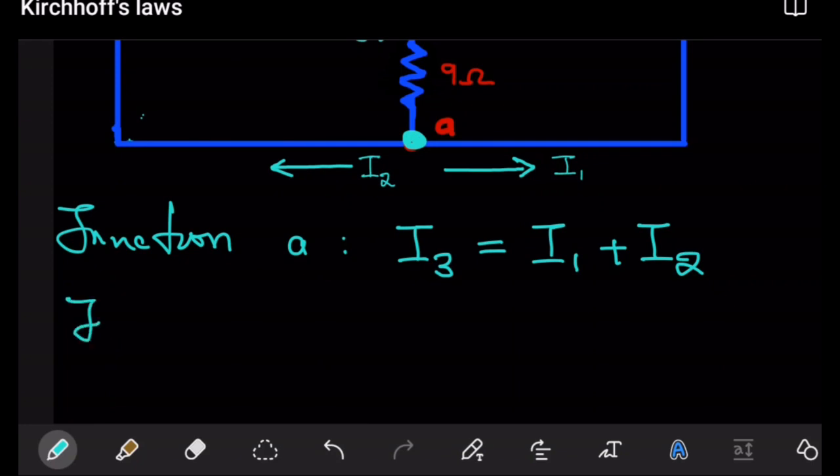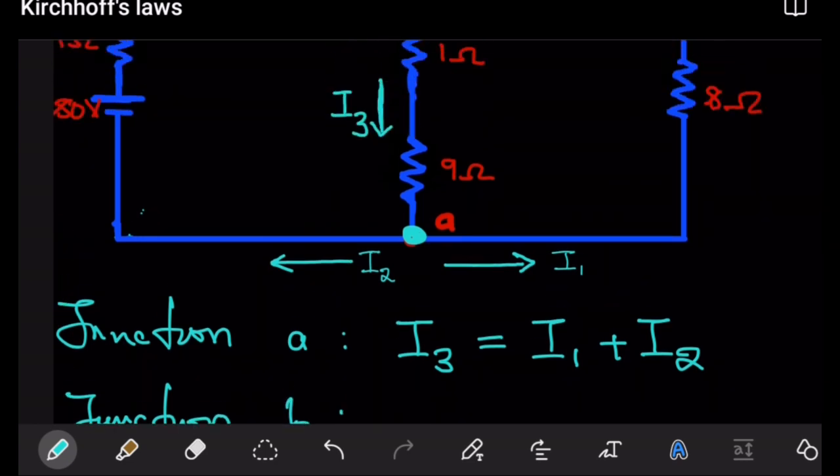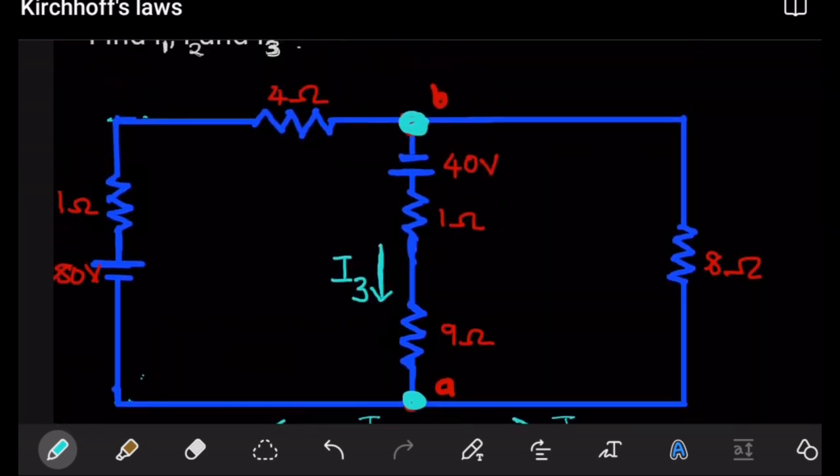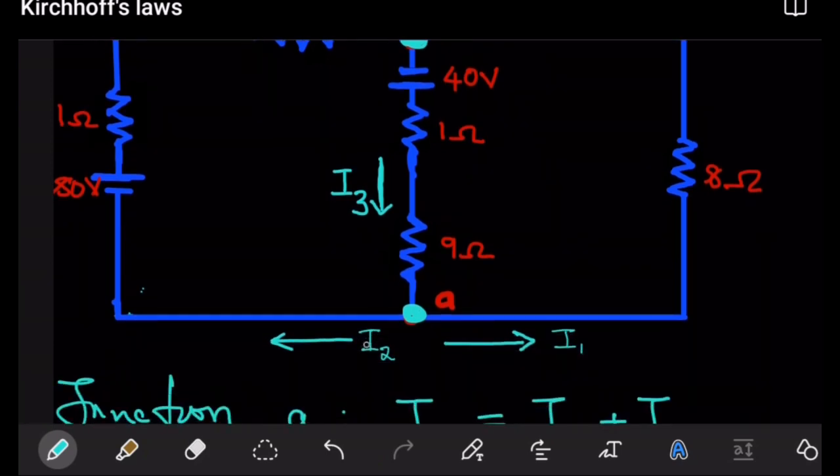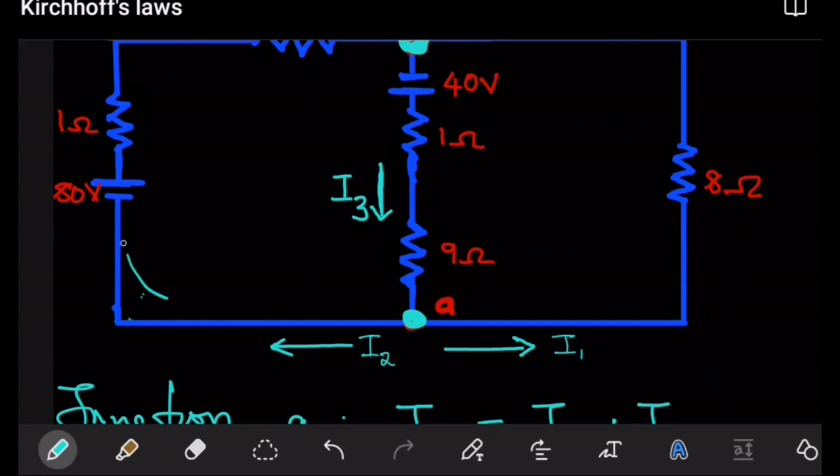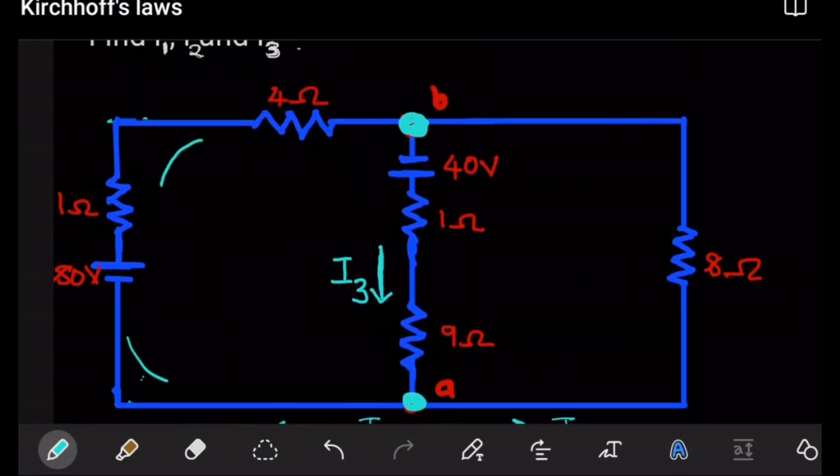So how about at junction B? At junction B, what does the junction law give us? Here, the current I2 comes through this line, so it continues through this line, it comes through this, and then it comes like that.